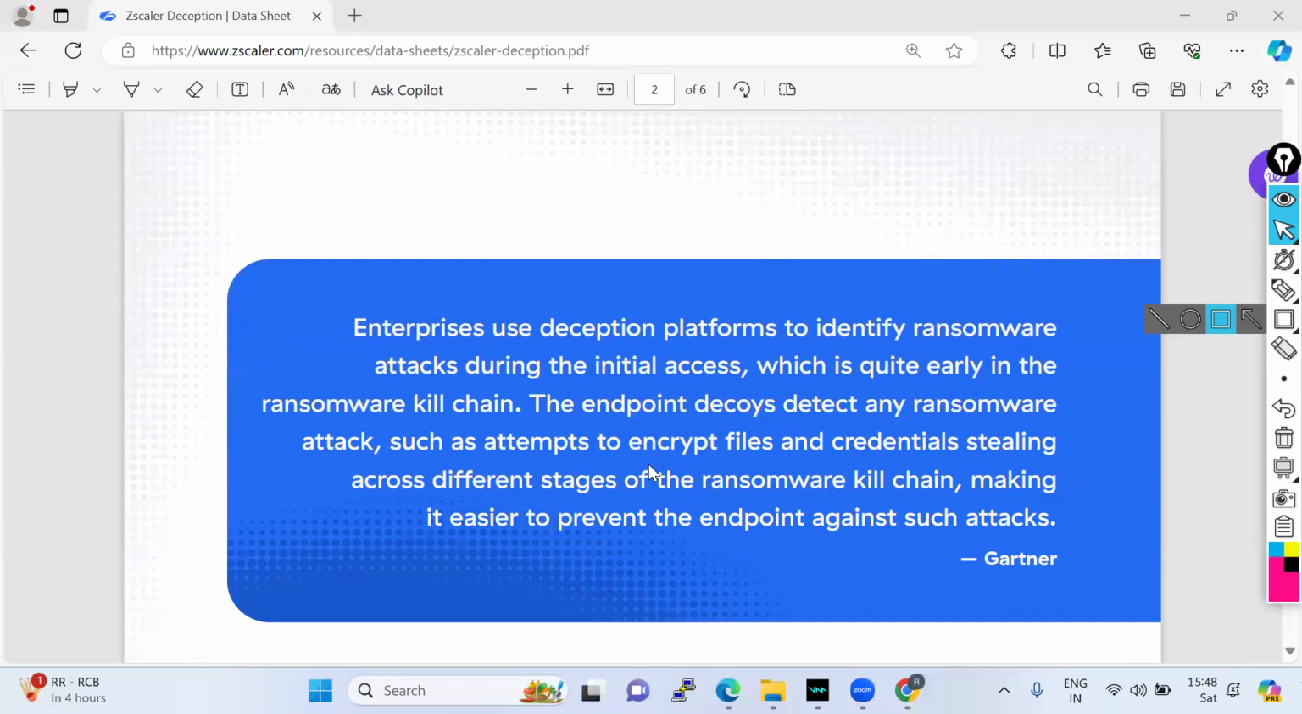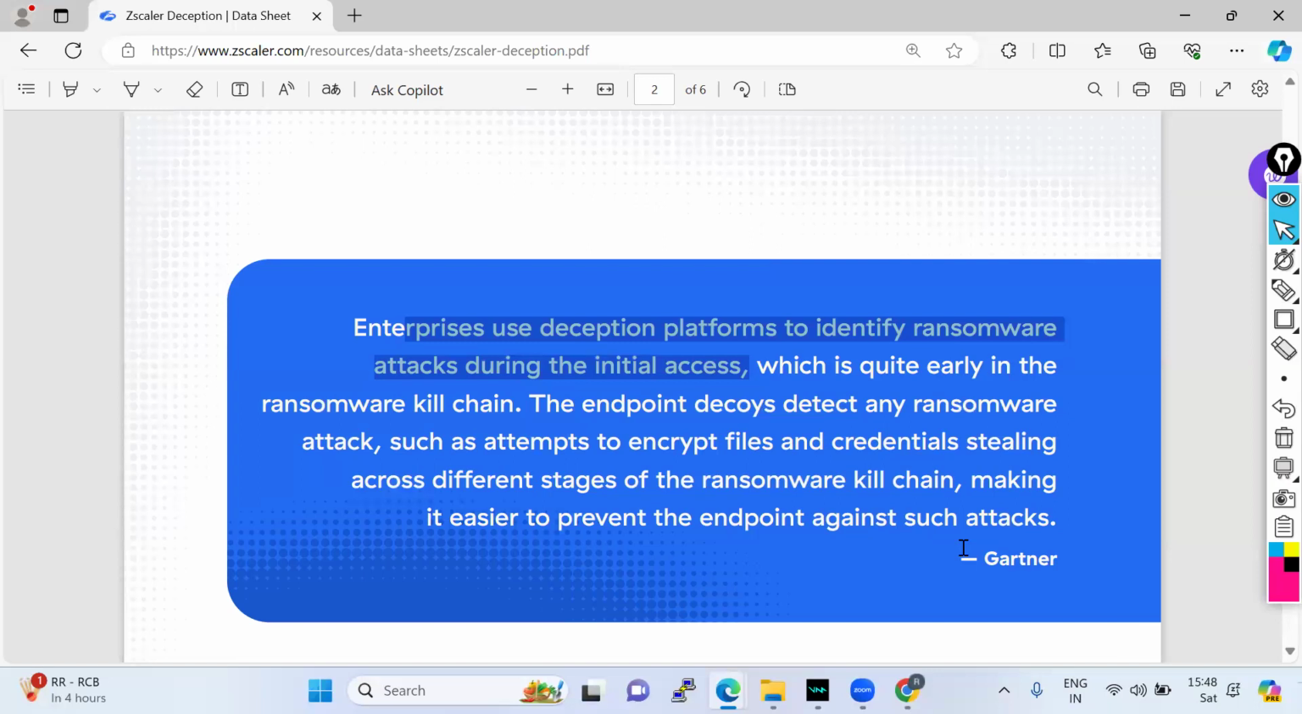So how can we mitigate, right? You can see one of the quotes from Gartner, talking about enterprises using a deception platform. Enterprises use a deception platform to identify the ransomware attack during the initial access. This is the Gartner quote. Gartner is one of the global organizations that understands technology. They evaluate the technology, they give their feedback about which is the best one, and they also rate them. So they are saying enterprises use the deception platform to identify the ransomware attack during the initial access, which is quite early in the ransomware kill chain, right?